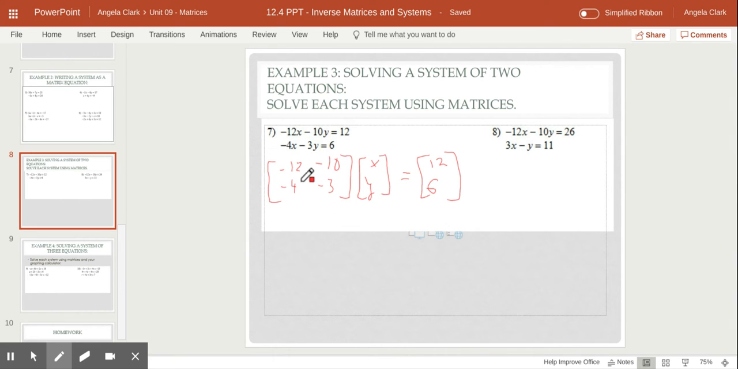Okay, so now the next thing I need to do is find the inverse of this. We're basically doing everything that we did in the last two videos and putting it all together. So the first thing I need to do is find the determinant. So the determinant is going to be negative 12 times negative 3.